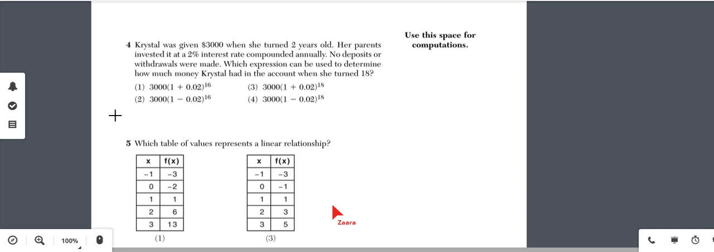Okay, look at this one. She was given $3,000 when she turned 2 years old. Her parents invested it at a 2% interest rate, compounded annually. So what interest is this? It is compound interest, right? No deposits or withdrawals were made. Which expression can be used to determine how much money she had in the account when she turned 18?